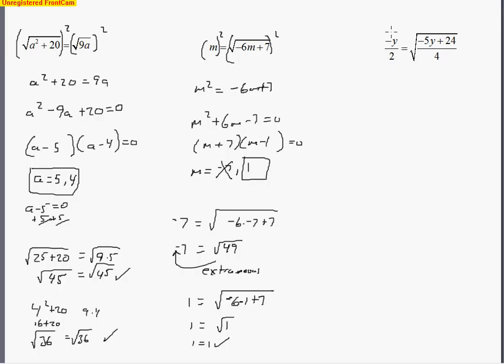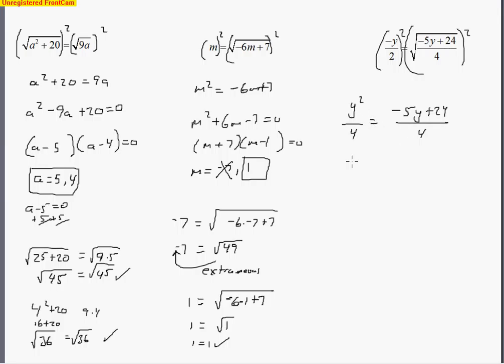So let's take a look at this next one. I'm going to square both parts here. And when I do that, I'm going to be left with y squared over 4 on this side. On this side, I've got negative 5y plus 24 over 4. So I can go ahead and get rid of this, moving this term over to the other side.